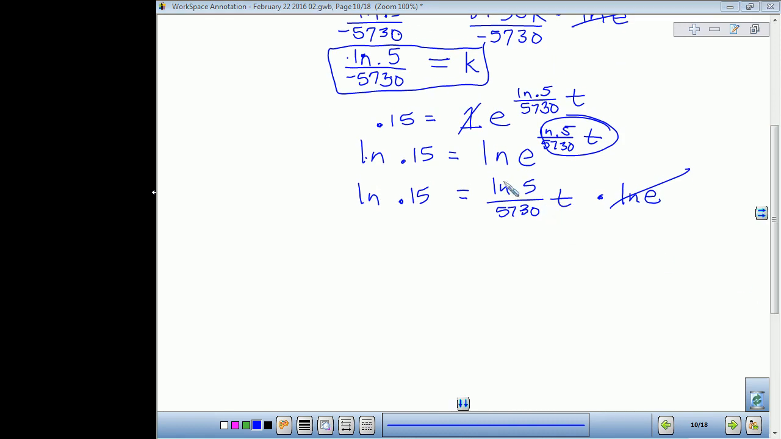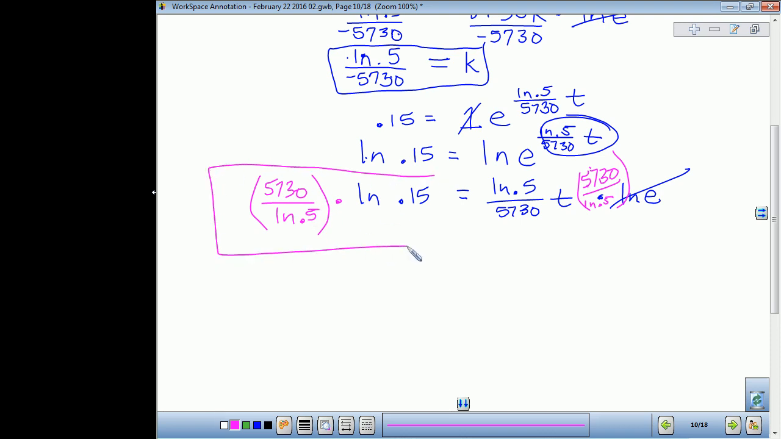And so I've got t times this, and it's a fraction. So I'm going to multiply by that reciprocal. The reciprocal of this is 5,730 over ln of 0.5. So over here I'm going to multiply by 5,730 over ln of 0.5. And that's what I'm going to type in my calculator. This right here. It always seems so much easier.